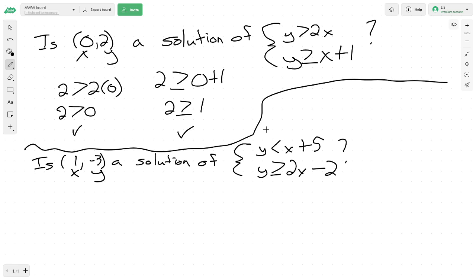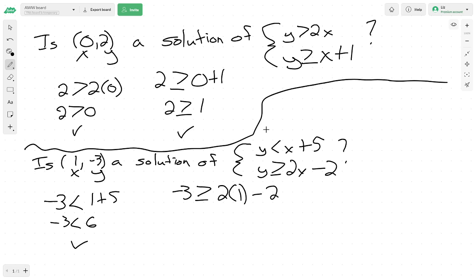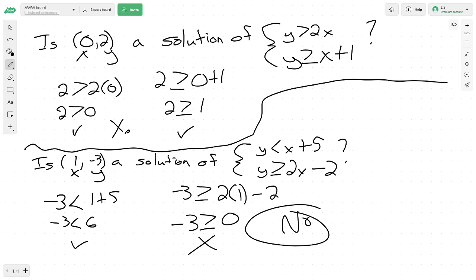Let's plug it in and find out. Is negative 3 less than 1 plus 5? Yes, negative 3 is less than 6. That checks out. Let's try this one. Is negative 3 greater than or equal to 2 times 1 minus 2? Is negative 3 greater than or equal to 0? No, it is not. So (1, -3) is not a solution of this set of linear inequalities.